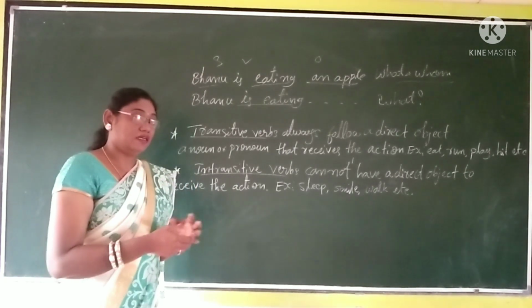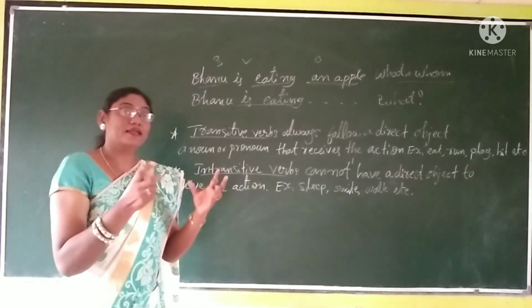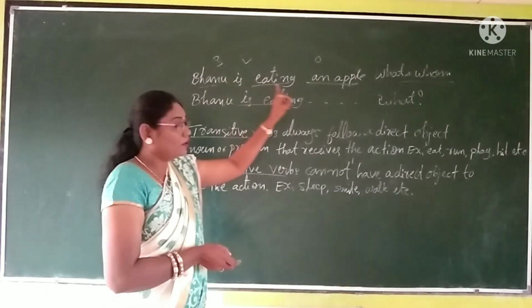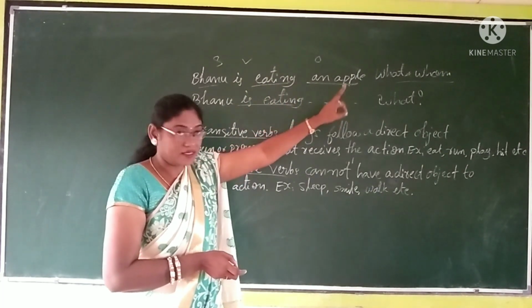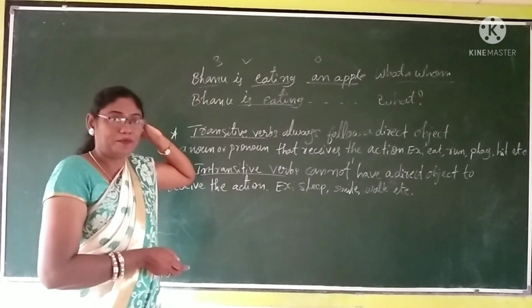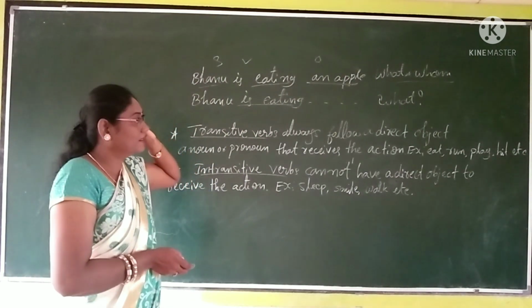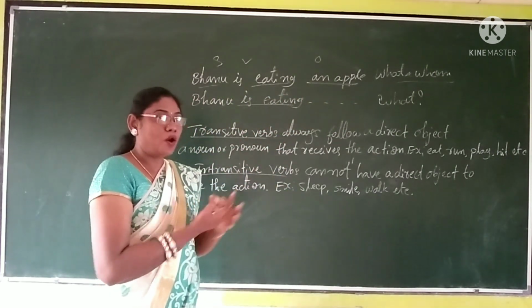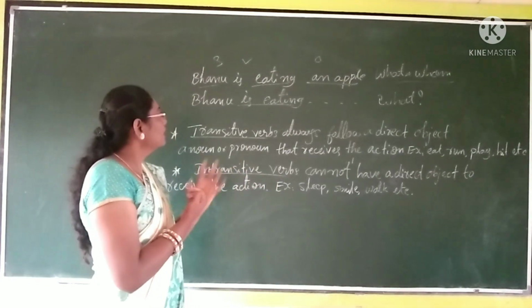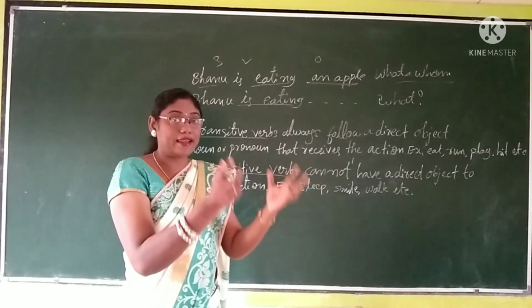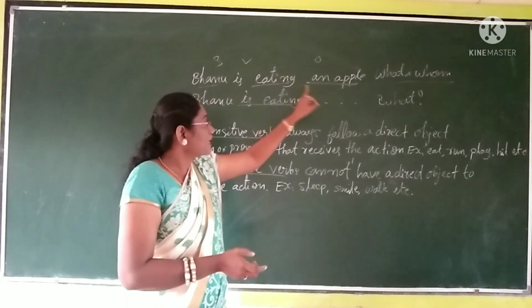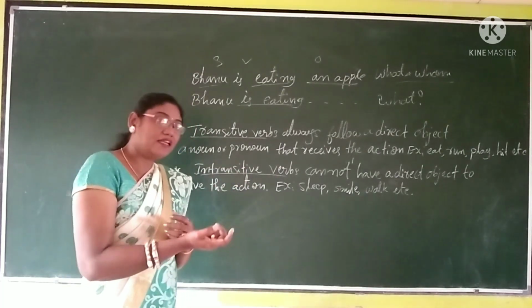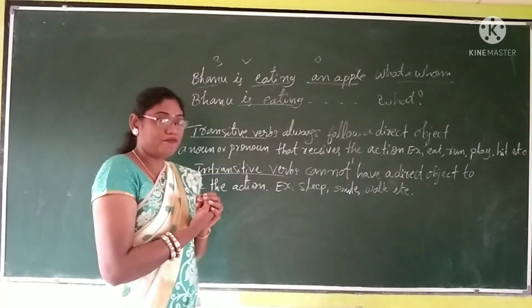How do we identify whether it is a transitive or intransitive verb in a sentence? It's very clear. If the verb answers the questions of what and whom, that is a transitive verb. Let me explain. Suppose I write, what is Banu eating? You can answer, Banu is eating an apple. See, this transitive verb answers the question of what? Now we can identify it easily.